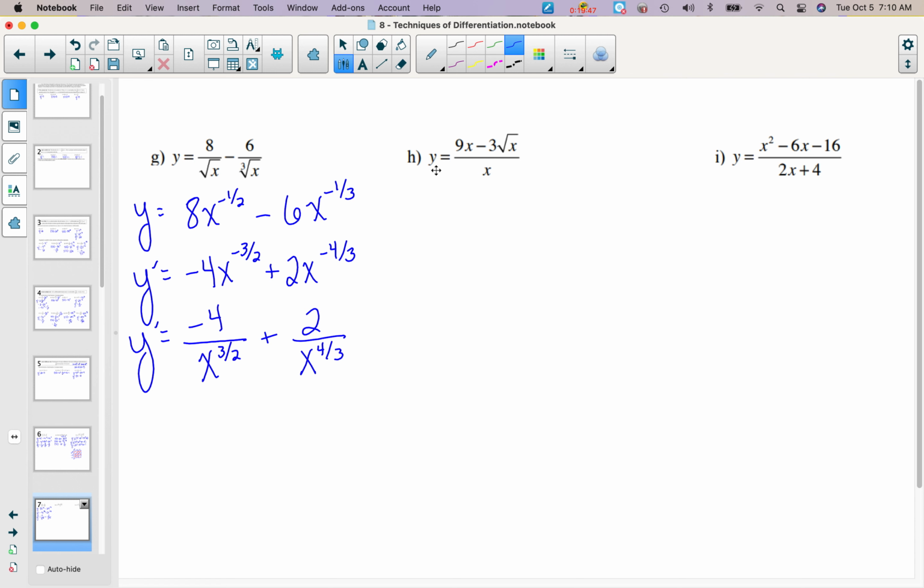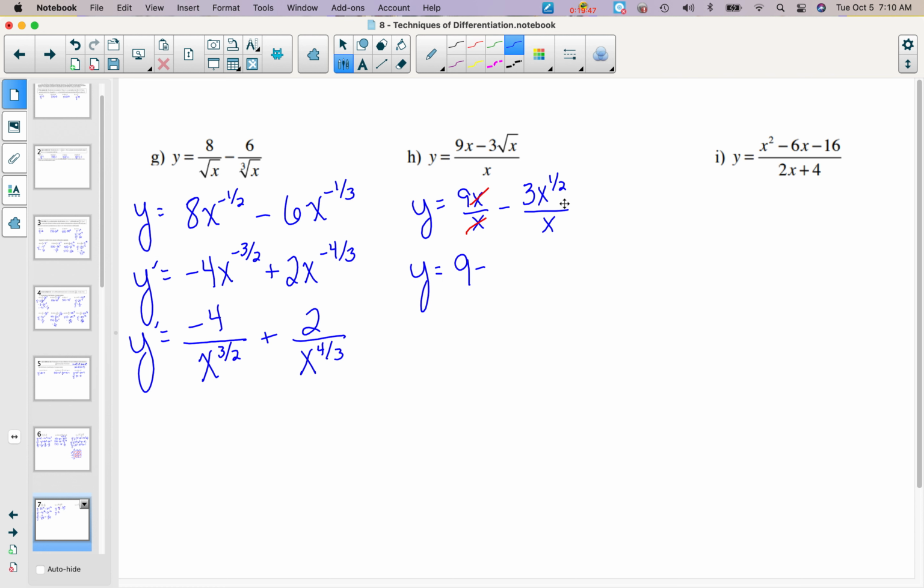Now, the strategy on this next one is when you have a fraction, when you have division, and you notice that it's a single term in the denominator, not a sum or a difference, I can split this fraction apart and have 9x over x minus x to the 1/2 over x. Then I'm going to simplify. So right away I see that these x's cancel. So I end up with y equals 9.